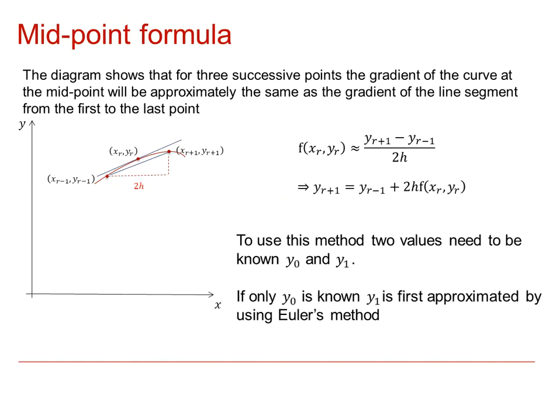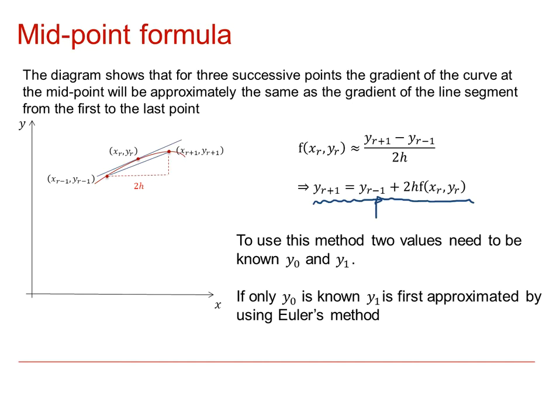So there's the reason again. This is the midpoint formula, which says that the next value, r plus 1, is the value before the point that we are at the moment, r minus 1, and then plus 2h times the gradient at that midpoint.